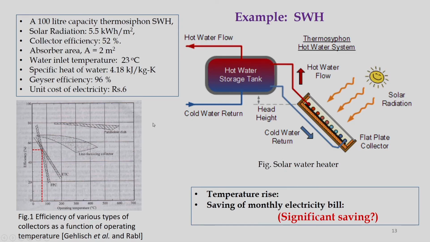So, now come back to this problem. The problem statement is here, that capacity of the solar water heating system is 100 liter, and solar radiation is 5.5 kilowatt hour per meter square, and area of the collector is given to you, and collector efficiency is 52%. So, now how are we going to solve this problem? We will use energy balance. How will we do this?